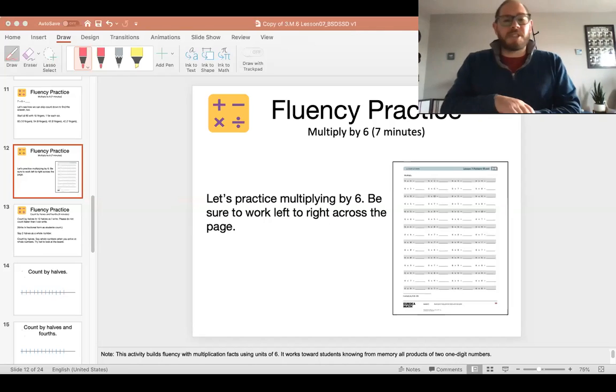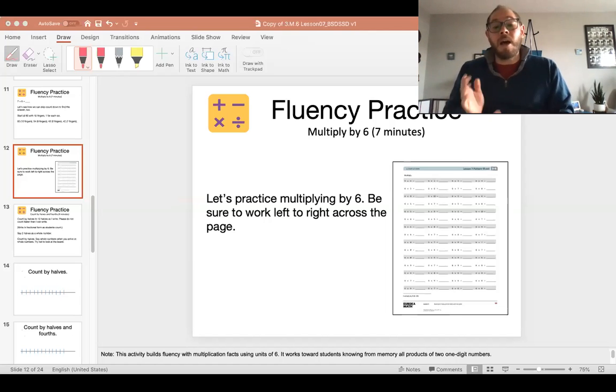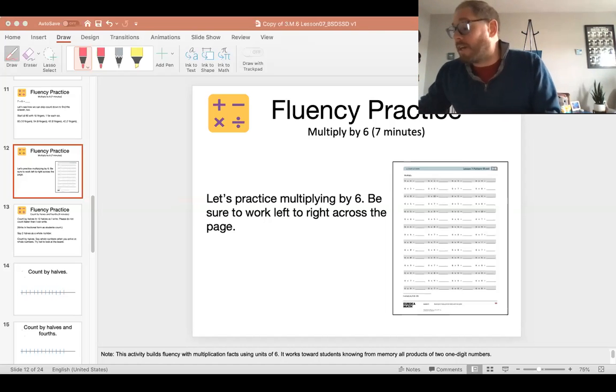All right, math superstars, here we go. We're going to be checking our fluency answers. Please say the multiplication equation with me as you check your work. So 6 times 1 is 6. 6 times 2 is 12. 6 times 3 is 18. 6 times 4 is 24. 6 times 5 is 30. 6 times 6 is 36. 6 times 7 is 42. 6 times 8 is 48. 6 times 9 is 54. 6 times 10 is 60.